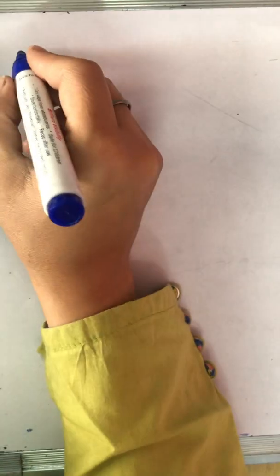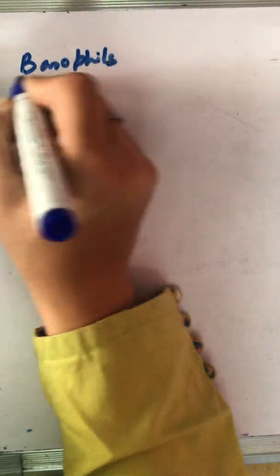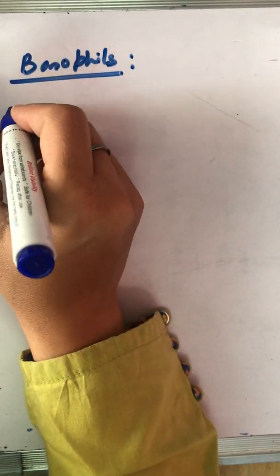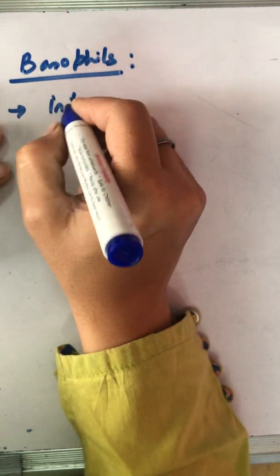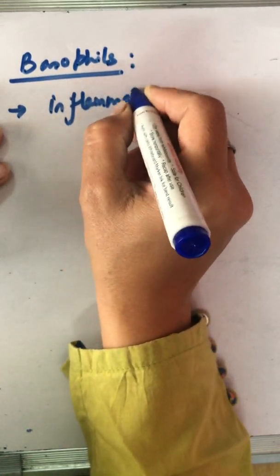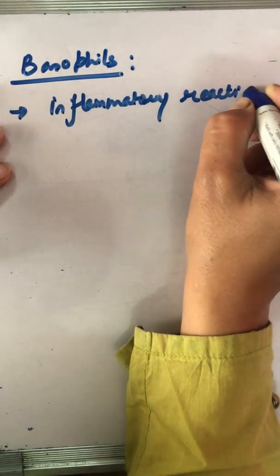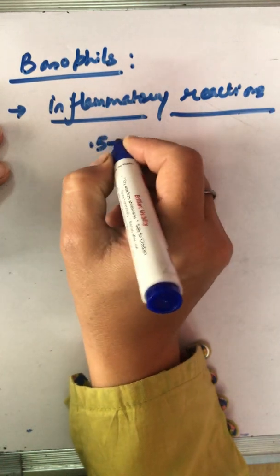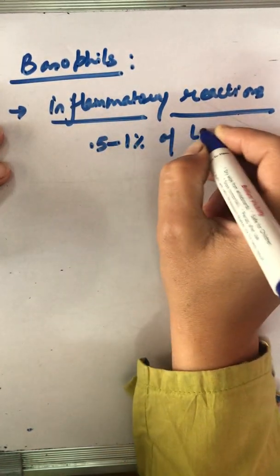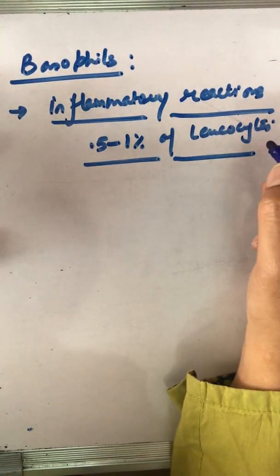These are basophils. These are mainly playing a role in inflammatory reactions. All right. And 0.5 to 1% of leukocytes are there as basophils.